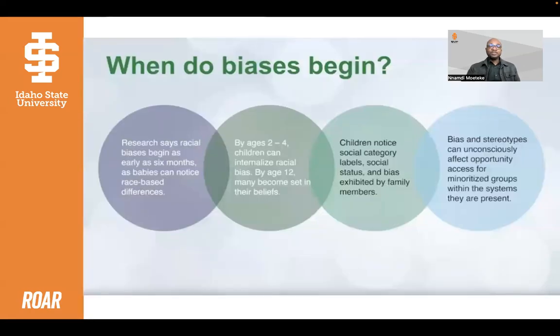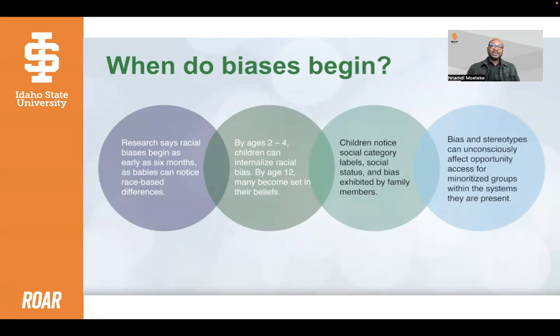Now let's consider when biases begin and why biases are so harmful. Research has discovered that racial biases, for example, begin as early as 6 months as babies notice visible race-based differences. By ages 2 to 4, children can internalize racial bias and act upon it. By age 12, many have already become set in their beliefs.